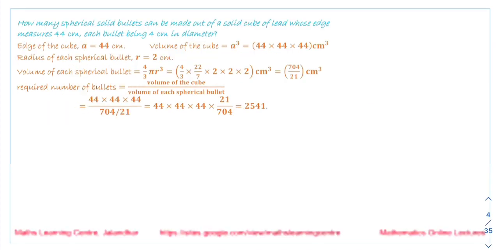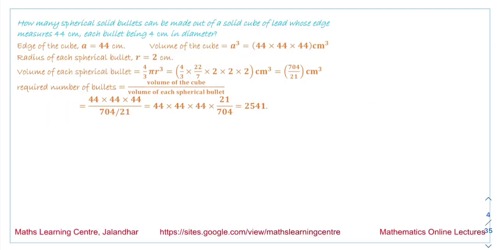The next question we have is, how many spherical solid bullets can be made out of a solid cube of lead whose edges measure 44 centimeter. So we are given a cube and we have to transform it into spherical solid bullets, and we have to see how many such bullets can be formed. Suppose we can form n such bullets, and the radius of each bullet is given to be 2 centimeters.